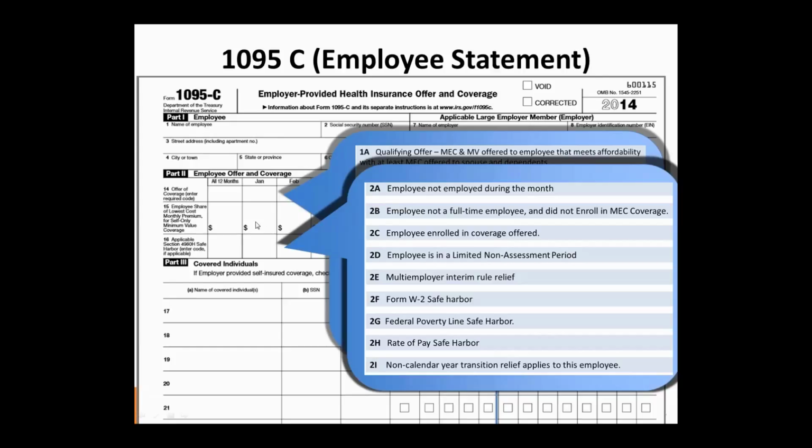measured them and then determined that they were full-time based on average hours per week or average hours per month. So you'll use that code up until they flip at full-time, and then at that point you're going to switch to either they enrolled or one of the other codes that apply.